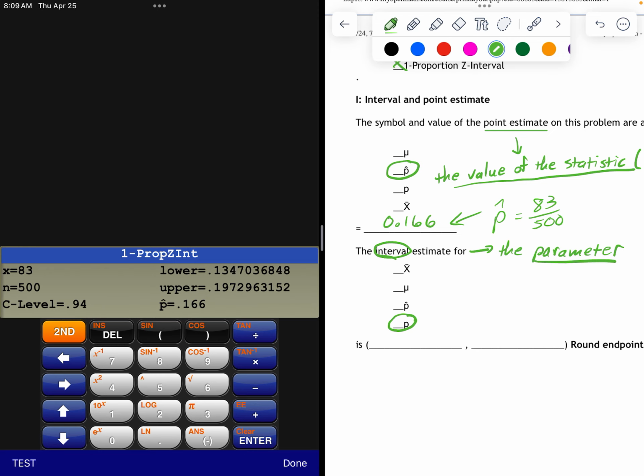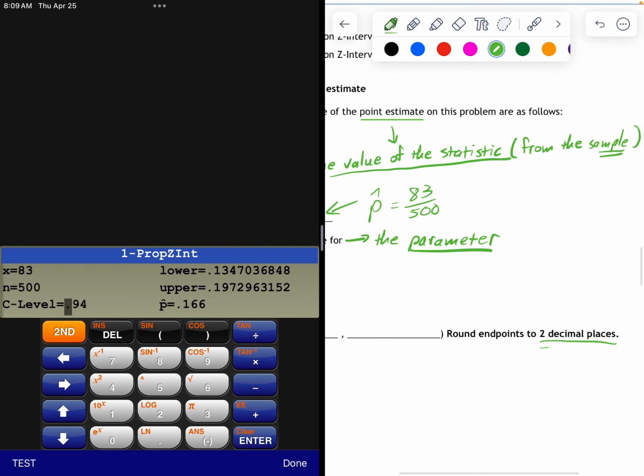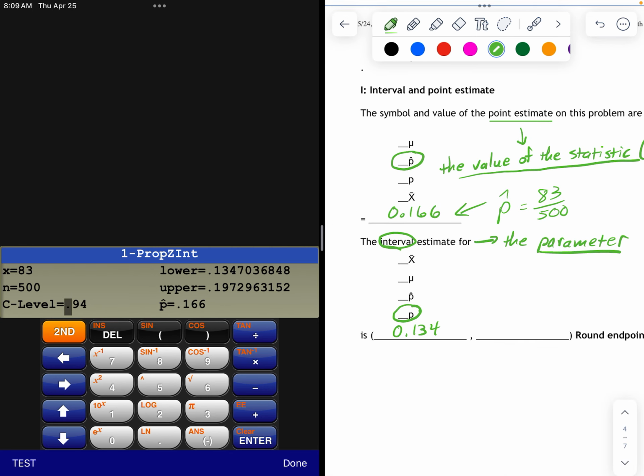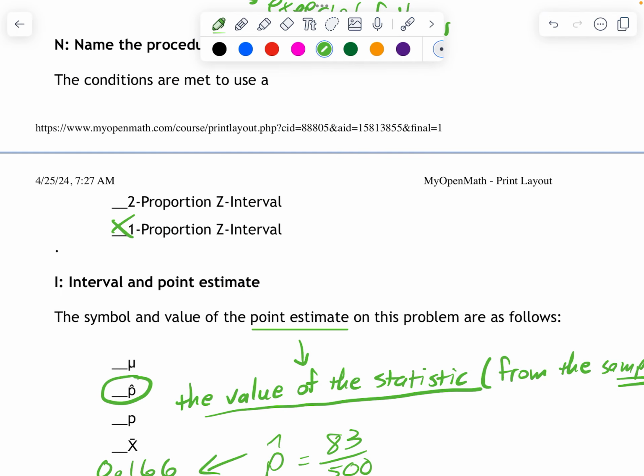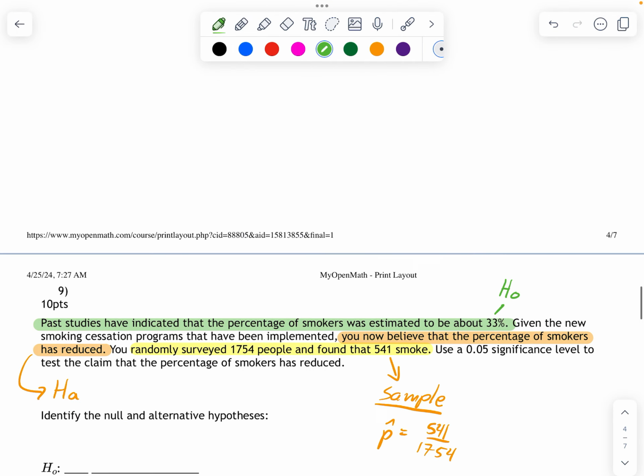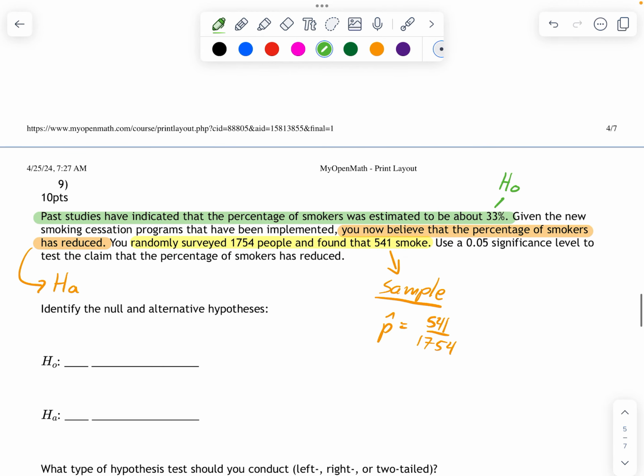My confidence interval, as soon as you run it or calculate it, that would be your answers right here. So mine is 0.134. Oh, I'm rounding to 2 decimals, so mine would just be 0.13 to 0.20. There you go. All right, one more.